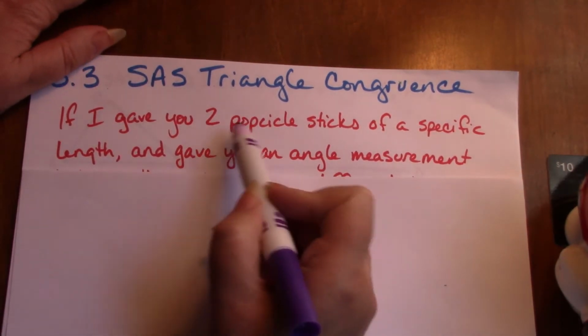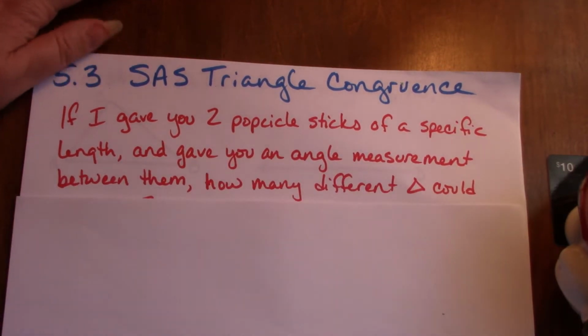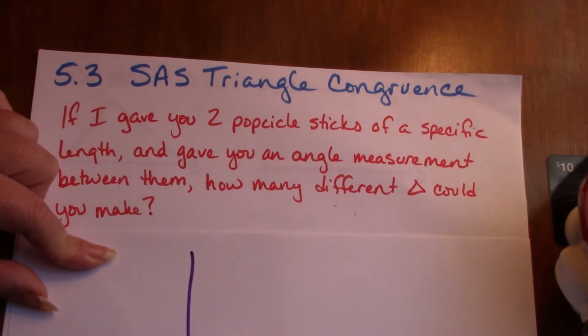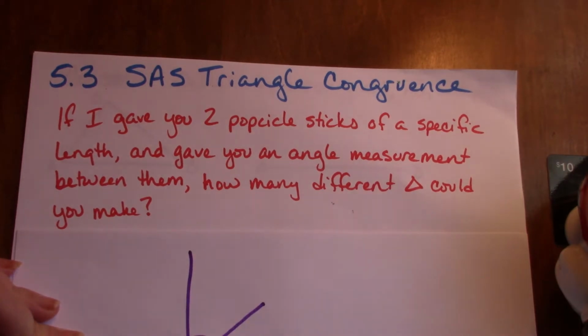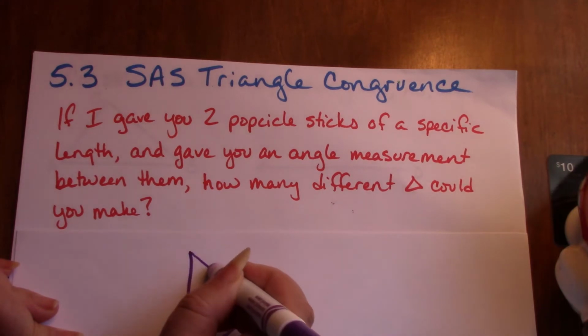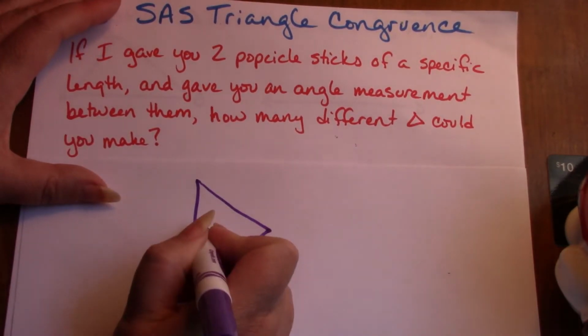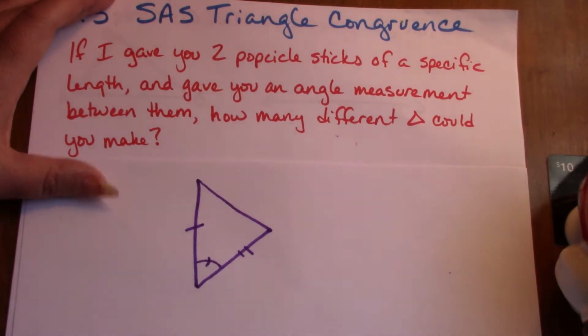If I gave you two popsicle sticks of a specific length and I gave you the angle measurement between them, how many different triangles could you make? I give you this popsicle stick and a very specific angle and this popsicle stick. How many triangles can you make? There is only one. You can only connect them that way. There's no other way you can make a triangle. So this is side, angle, side congruence.